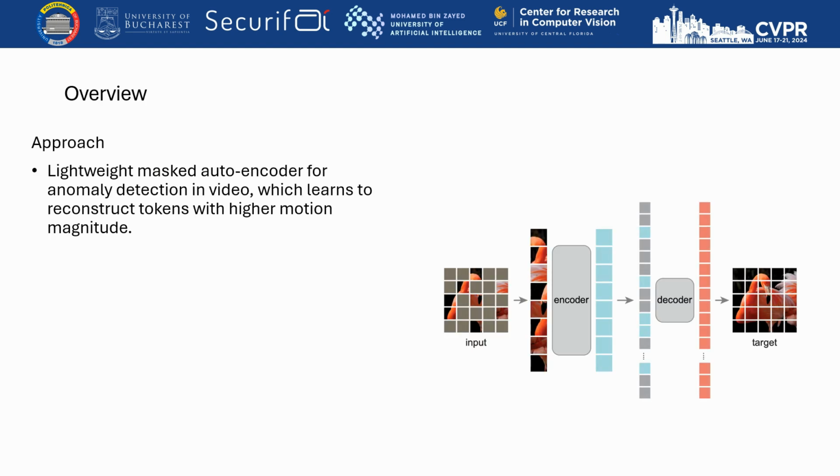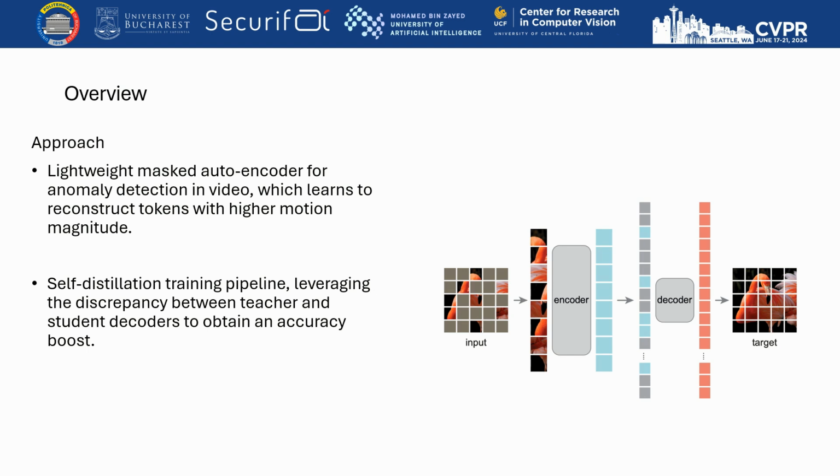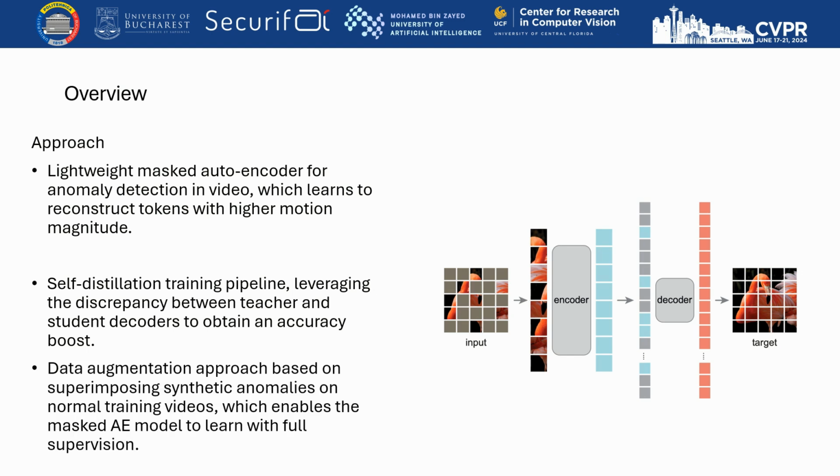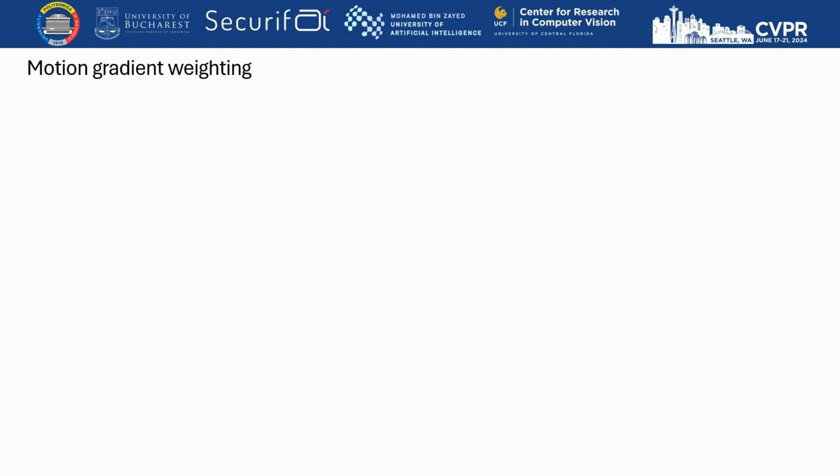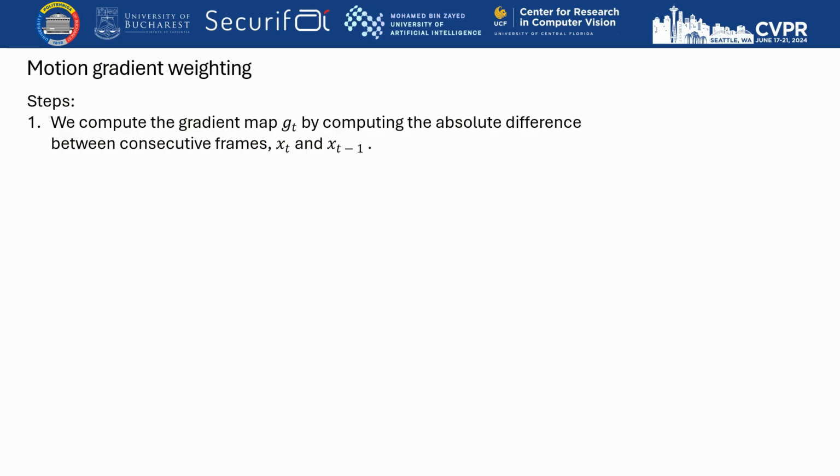As an overview, to detect video anomalies, we train a lightweight masked autoencoder to reconstruct the tokens with higher motion magnitude. We enhanced this pipeline with self-distillation and data augmentation to improve the performance. We use the absolute difference between consecutive frames to get the motion gradient map. We divide these maps into non-overlapping patches.